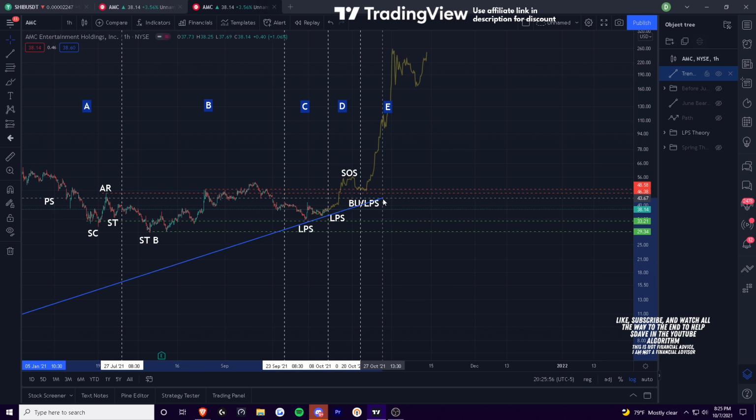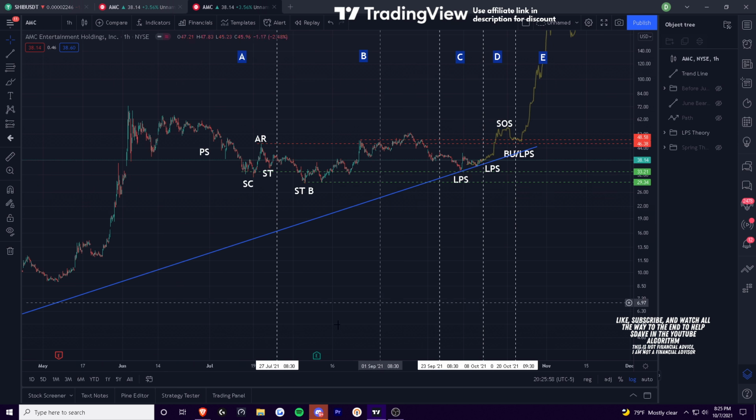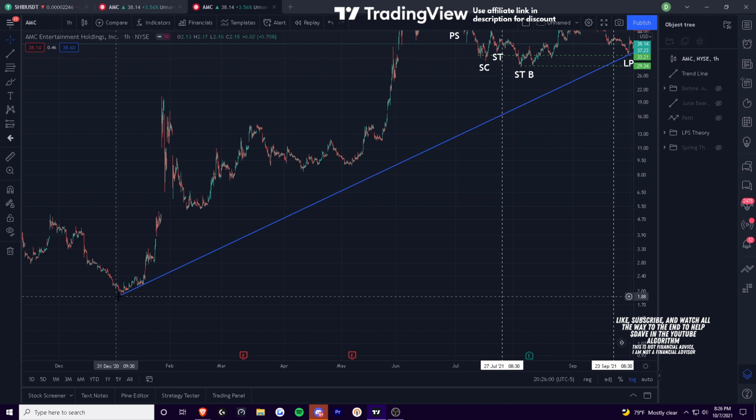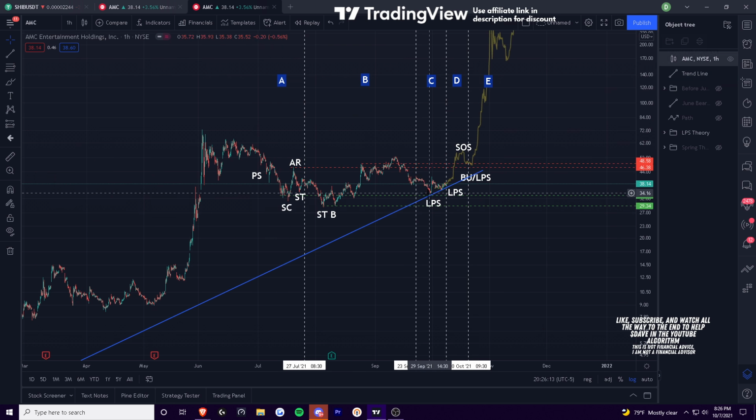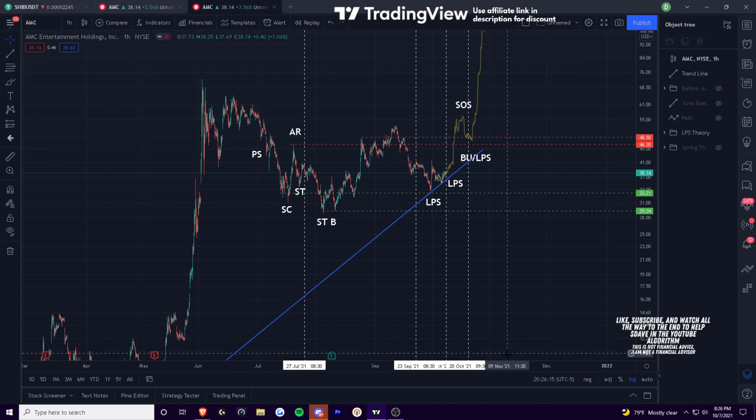And let me make sure that I draw it pretty exactly here. The reason that I'm drawing it from here is because you have these few touches right before the run in January, right? It came off of here, found support, bounced again, traded here for a while, bounced off a few times, and then lift off, right?